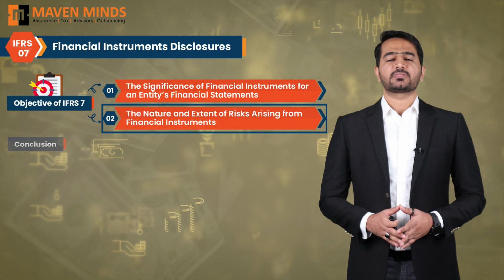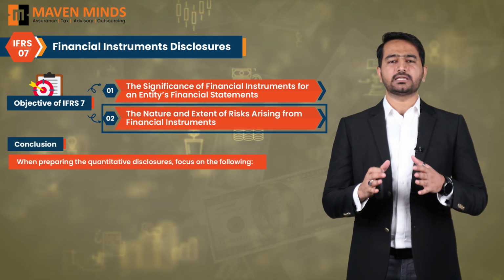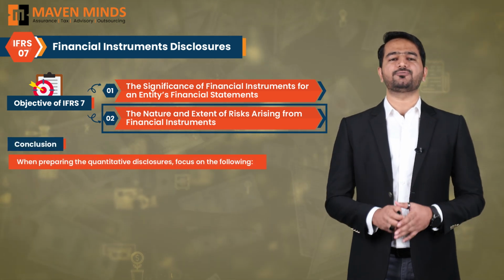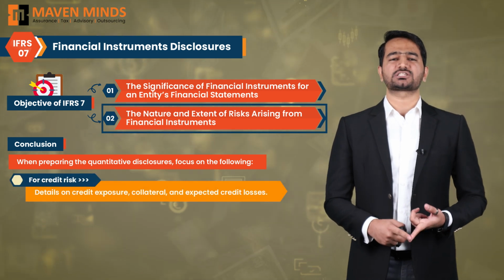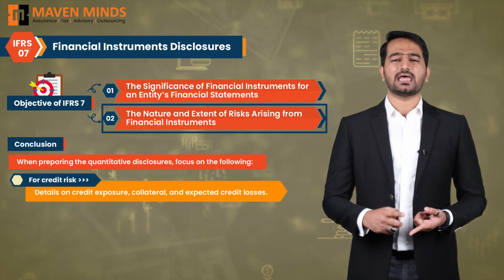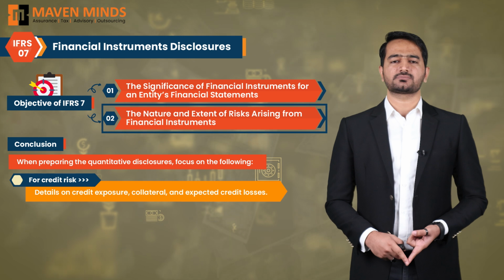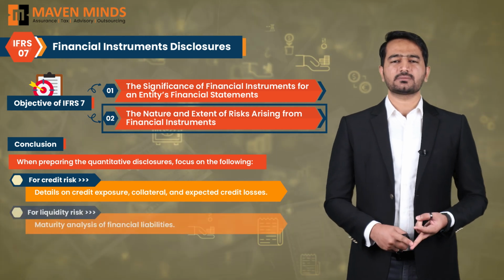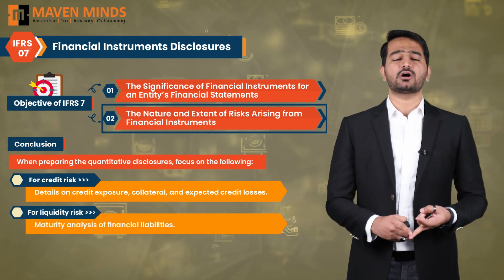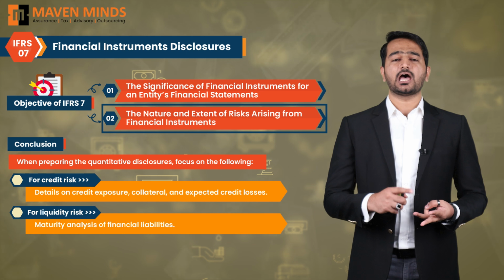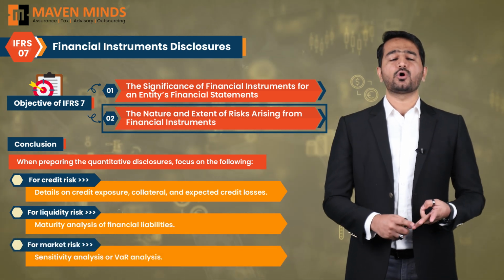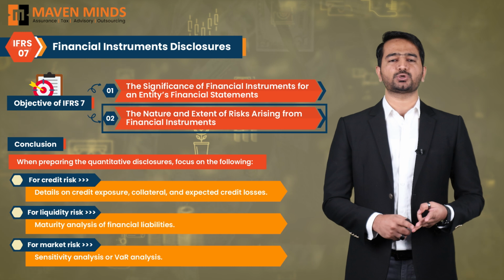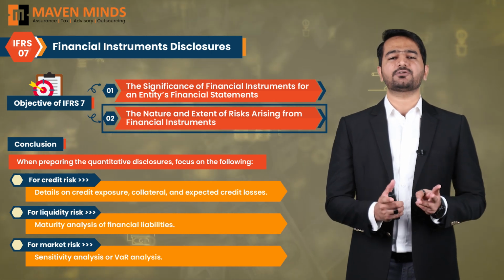So to wrap up, when you are preparing your quantitative disclosure, focus on the following. For credit risk, provide details on credit exposure, collateral, and the expected credit losses. For liquidity risk, present a maturity analysis of your financial liabilities. And for market risk, provide a sensitivity analysis or value at risk analysis to show the impact of market fluctuations on your financial instruments.